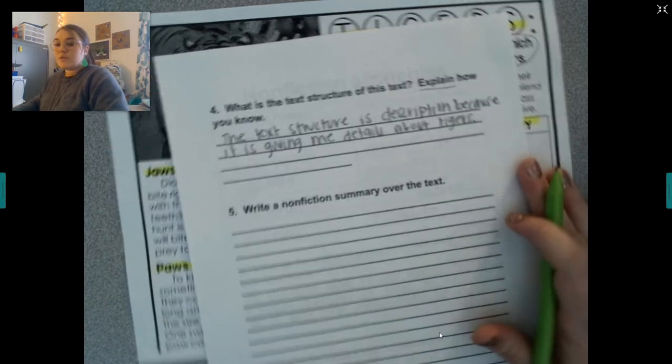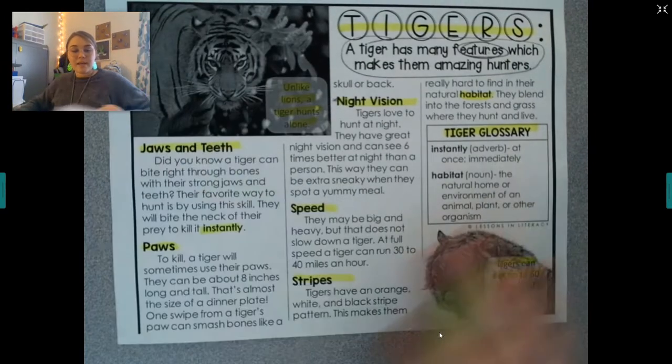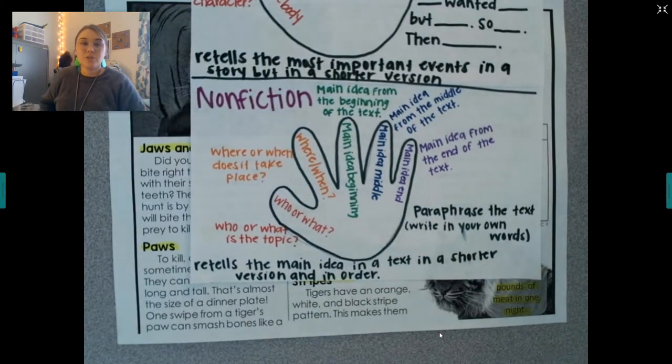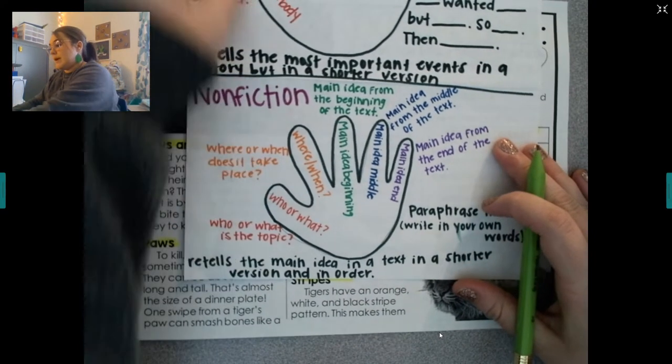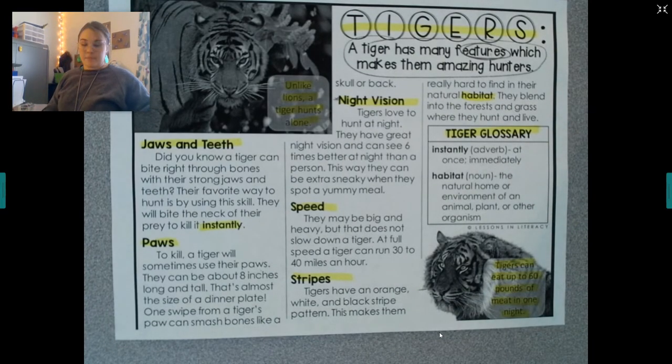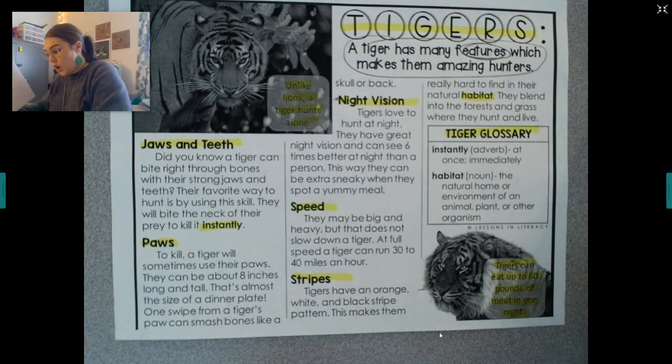All right, so now for our summary. So real quickly, I'm going to show you the summary anchor chart, and I want you to pause the video and come up with a summary. Now, you don't have to write this down, but I do want you to do it in your head. So do it in your head, come up with a summary, and let's see if our summaries match.